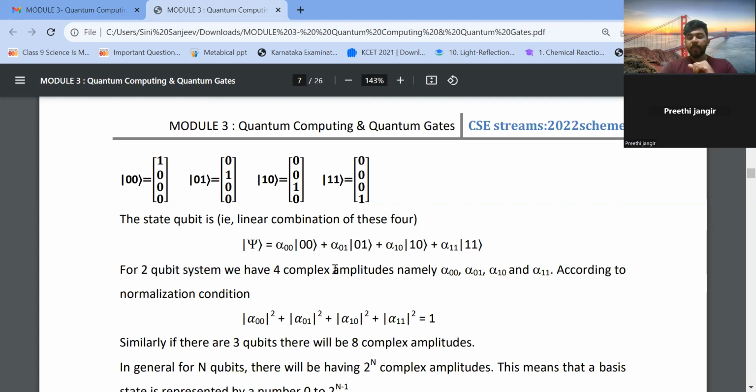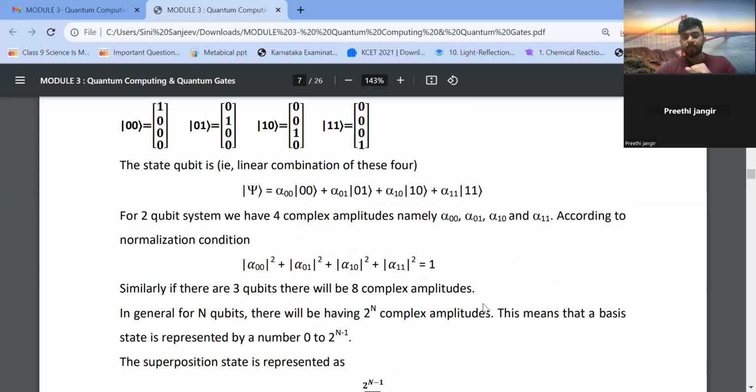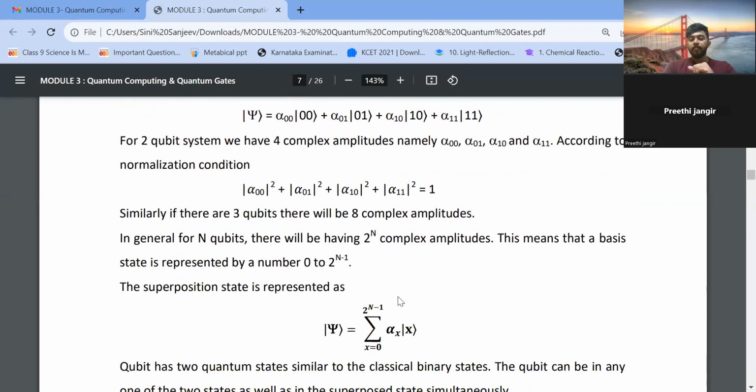For a 2 qubit system, we have 4 complex amplitudes. That is alpha 0 0 square plus alpha 0 1 square plus alpha 1 0 square plus alpha 1 1 square is equal to 1. Okay. Now this is nothing but my summation form, the superposition that I mentioned earlier, right? The addition of alpha of 0 plus beta of 1. Correct?